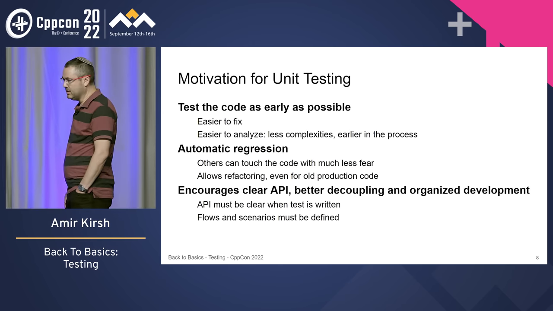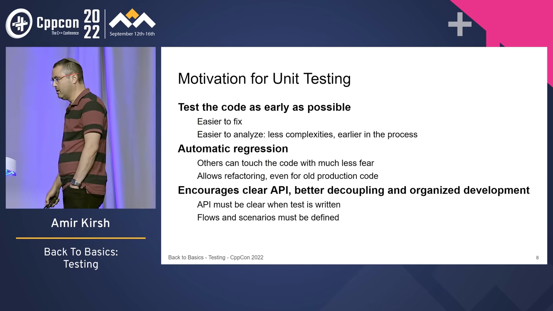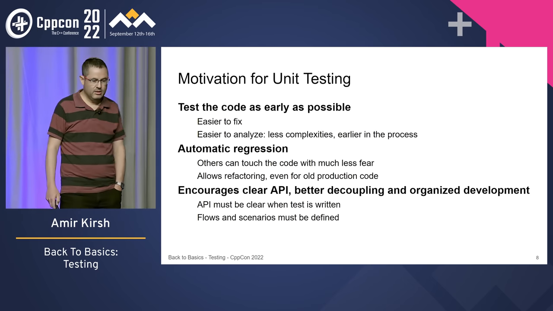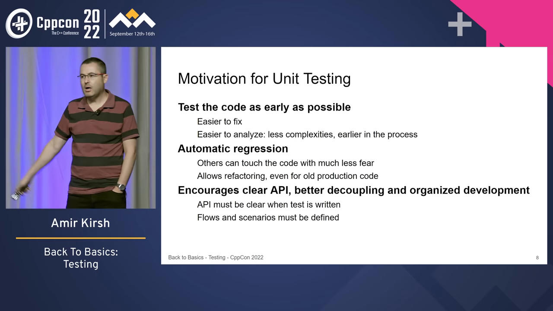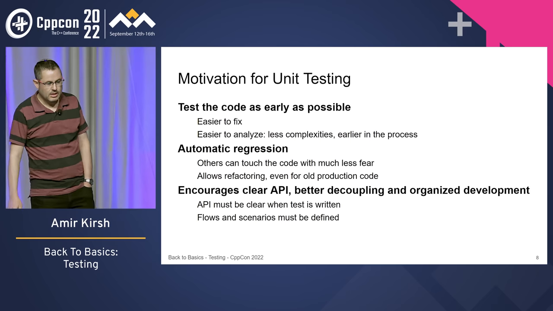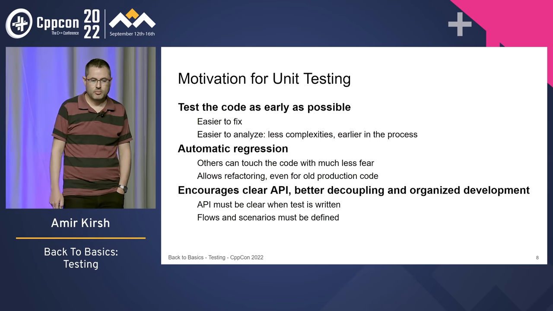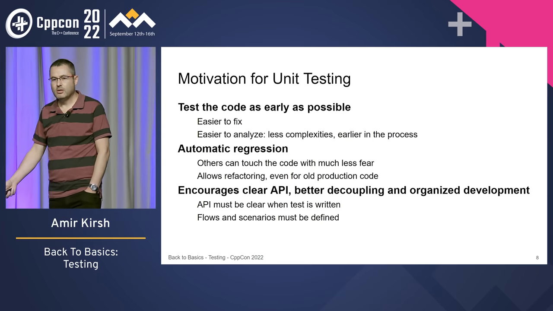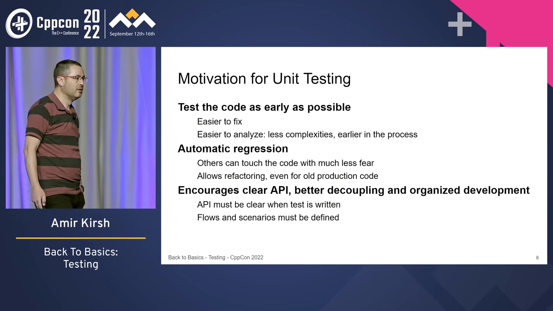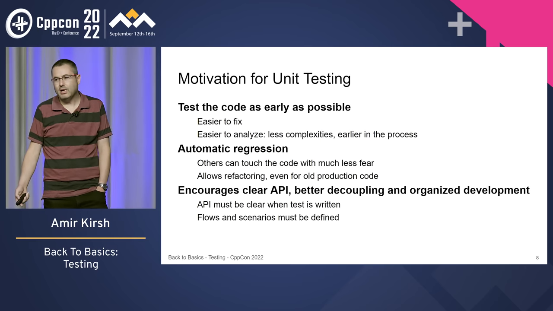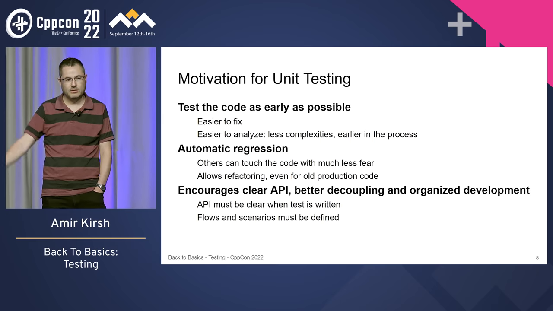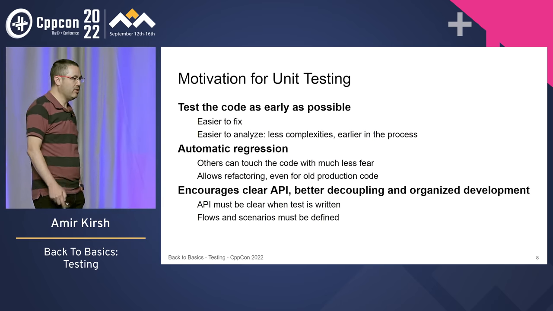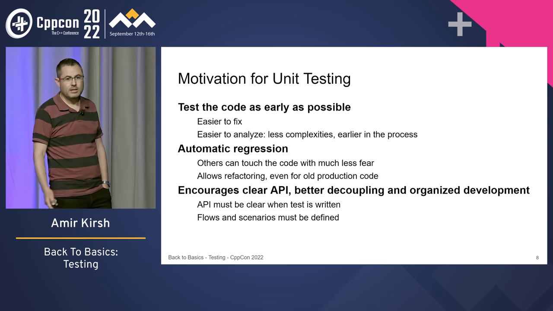If you test code early, it is easier to fix while it is fresh in memory with the one who wrote it. It doesn't affect the other teams. So it is not a matter of, oh, who did this bug? It's not me, it's the other team. No, you get it while you write it. It is easier to analyze, with less complexity and earlier in the process. And you get automatic regression, which is very important. You have a new feature, and you can easily check that it didn't break anything, which you won't get if you're relying on a system test. You would have it only at the end. Others can touch the code with much less fear, which is also important. In many cases, you need to do something in the code, and you are frightened.